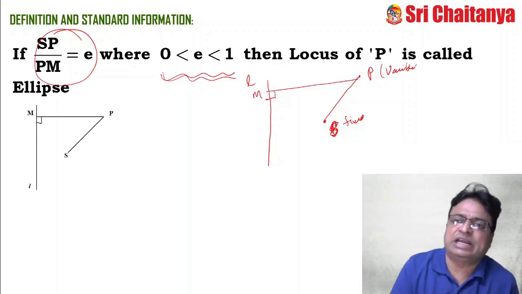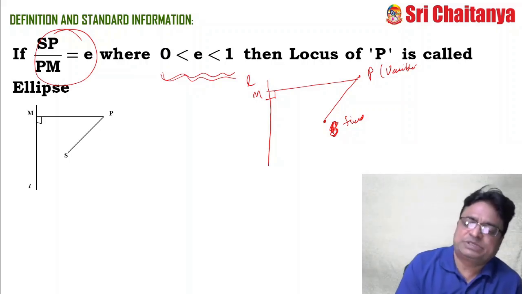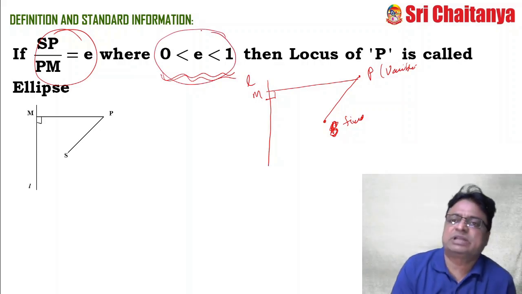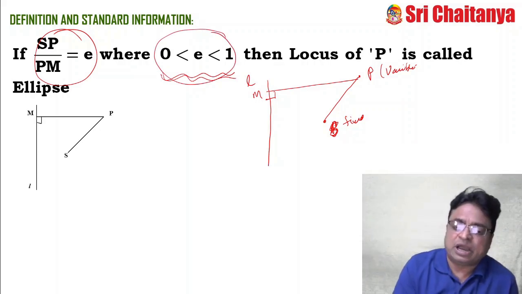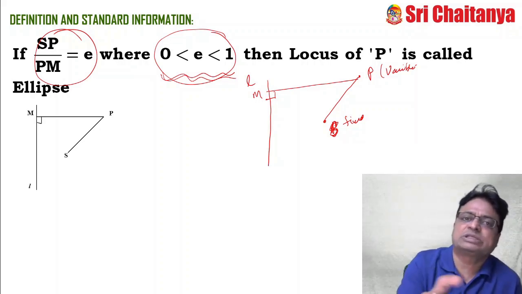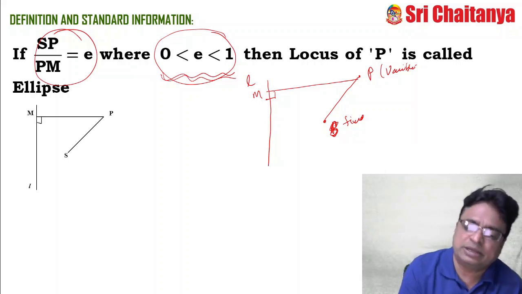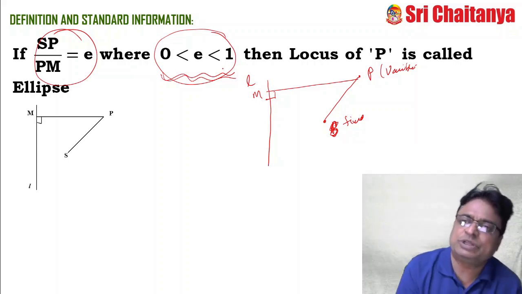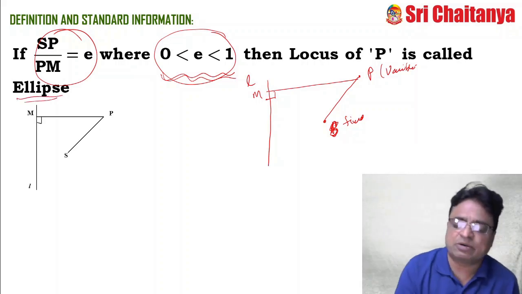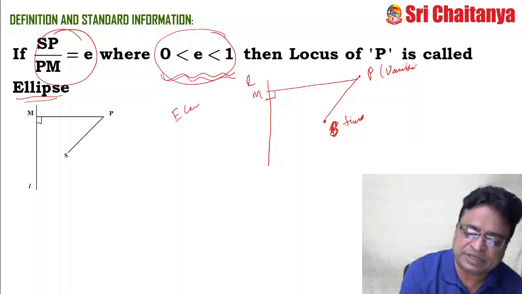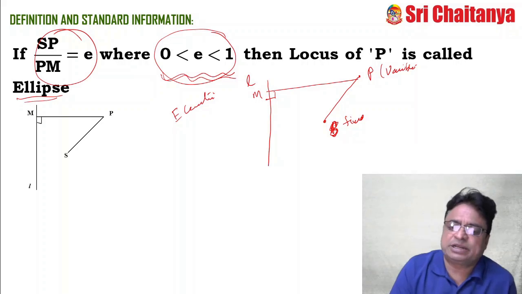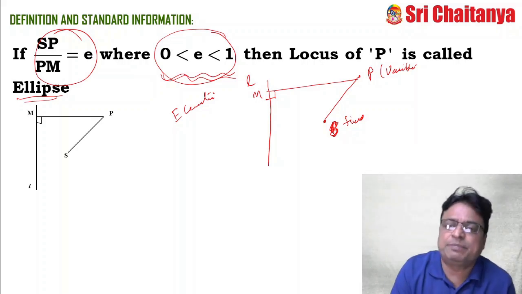But this is the analytical definition of the ellipse. Here, this number E is a positive number, but it always lies between 0 and 1. Of course, you know it very well. If E is equal to 1, then the locus of P is nothing but a parabola. If E lies between 0 and 1, then the locus of P is called the ellipse. Here E is called eccentricity. These are already familiar terms, and of course, my friends, this lesson is very important.